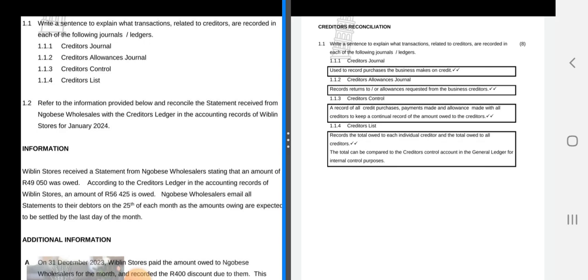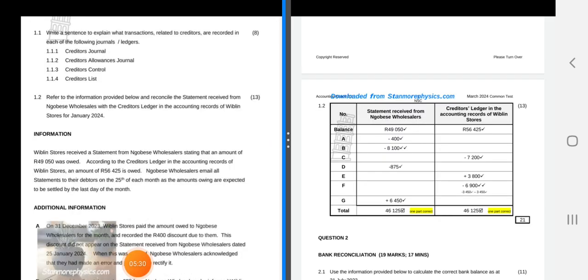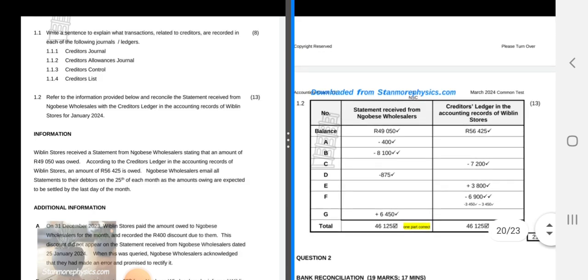And then for 1.2, refer to all the information provided below and reconcile the statement received from Ngobeze wholesalers with the creditors ledger in the accounting records of Webin stores for January 2024. All right, so I'm just going to show the memo on the right hand side just to make sure that this video is fast and to show you guys how to answer these questions. Wherever calculations need to be made, I will just do them. Wherever everything is straightforward, then it's straightforward. There's no need for calculations.